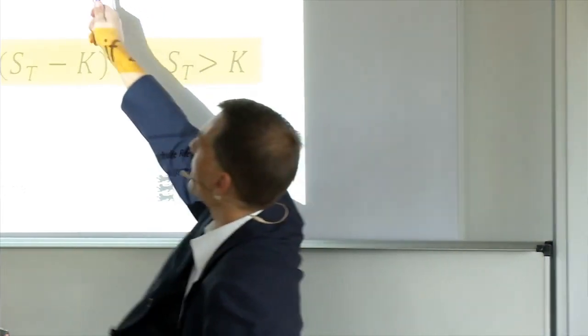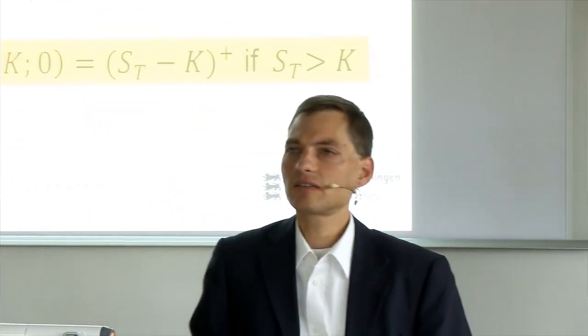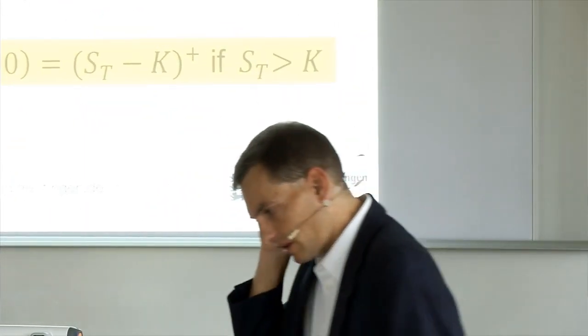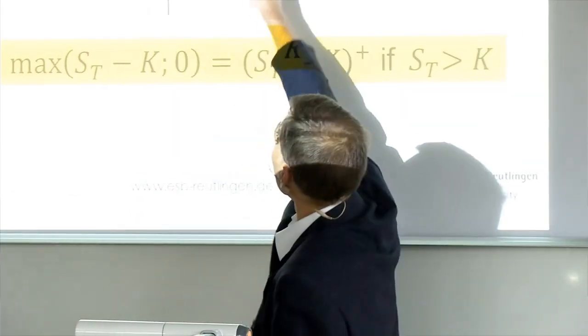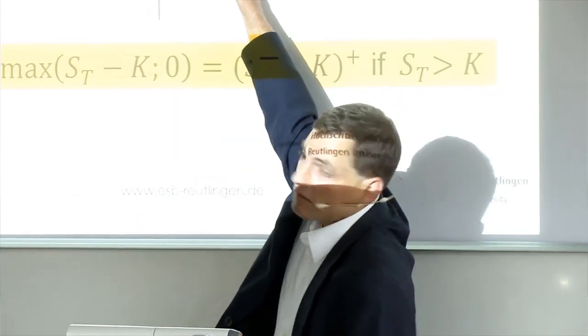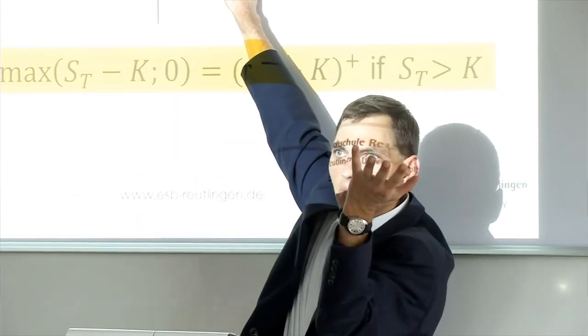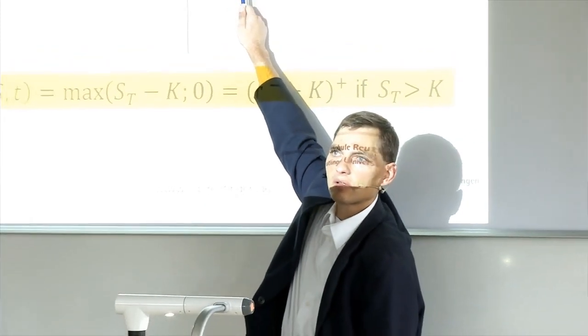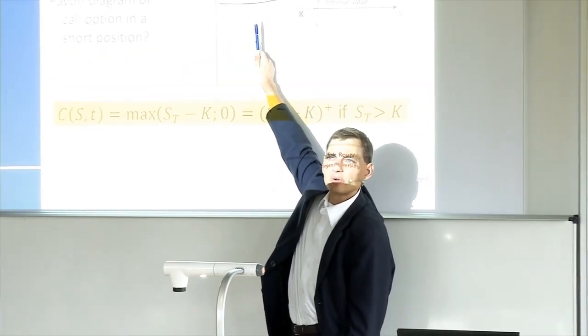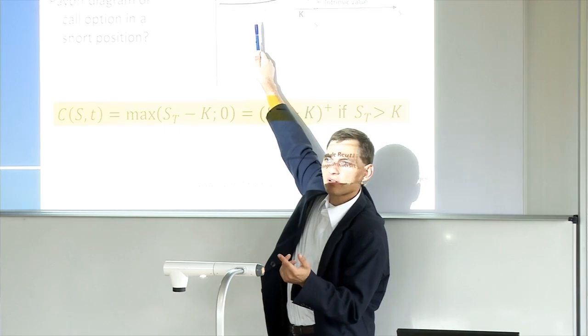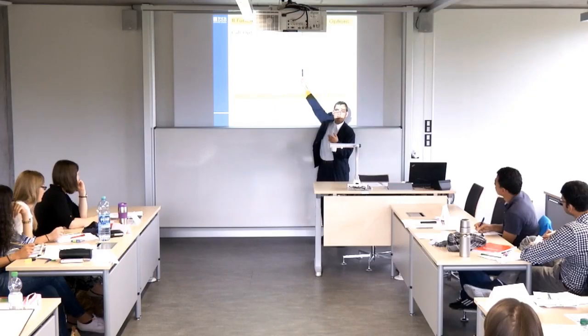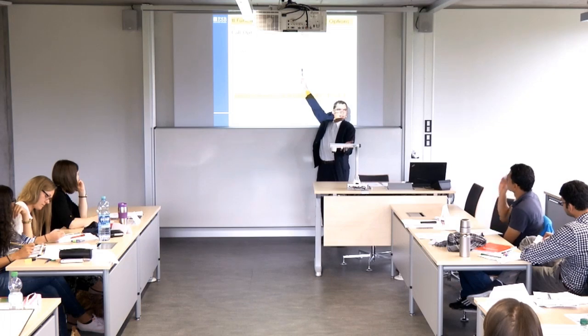What happens on the other side? Well, you see immediately that on the other side it is always 0. Why? Think about it. I have the right to buy it at 100, but in the market the price in a year is, let's say, 50. Well, it's not a good deal, right? If I exercise my option, I can buy Microsoft at 100, but why should I do this when I can buy Microsoft in the market at 50?